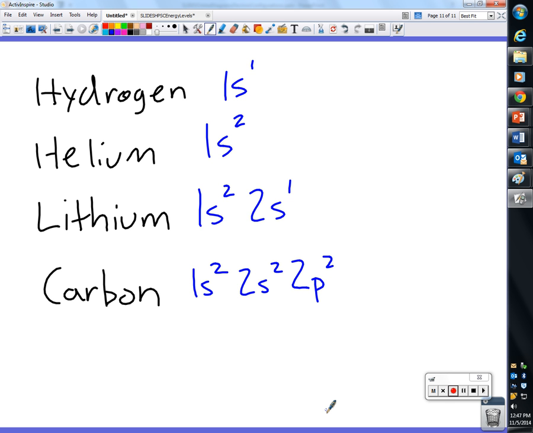Periodic table, yes. 2 here. 2 here. And that means 2 here. If we add up all of these superscripts, we should get the total number of electrons that are in that atom.